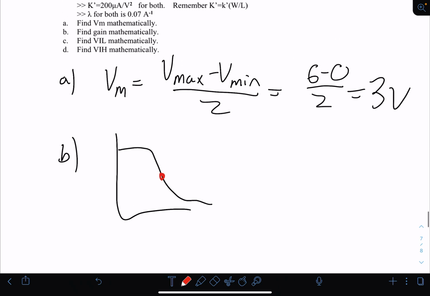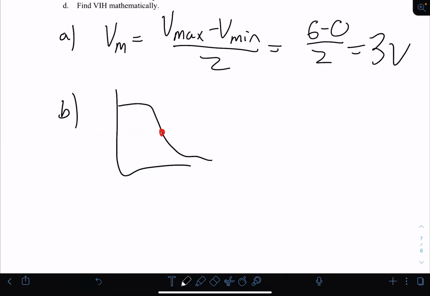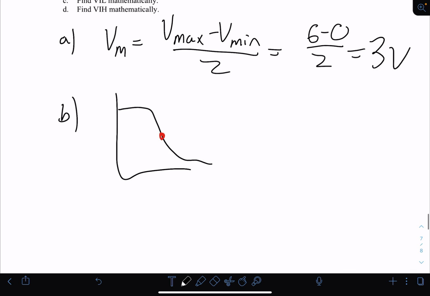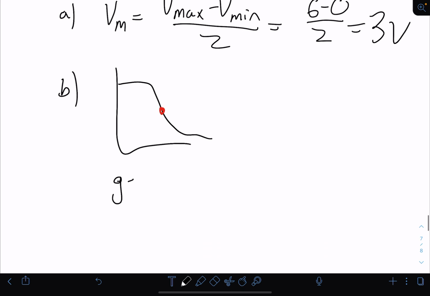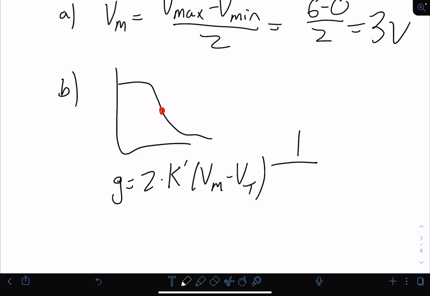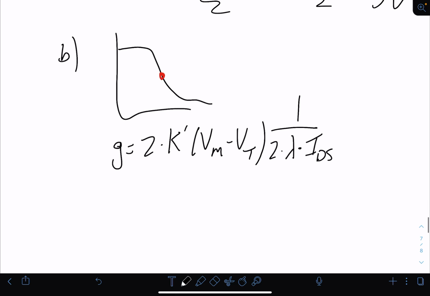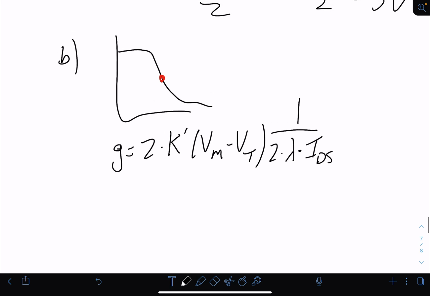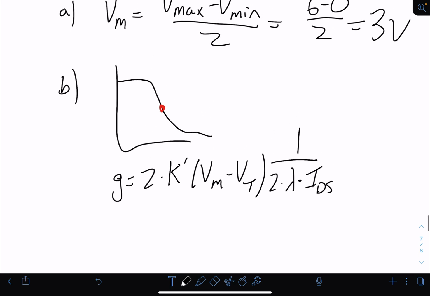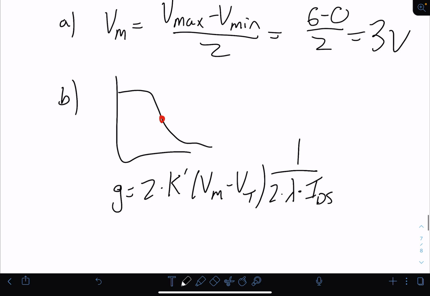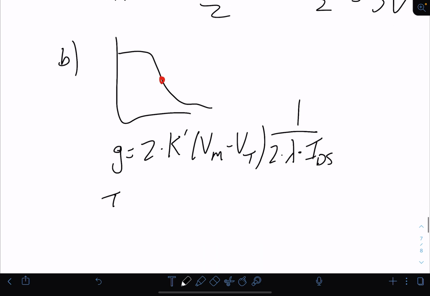So let's start. The equation we're going to use is gain is equal to 2 times K prime times VM minus Vt, the turn on voltage, times 1 over 2 lambda IDS. Great. So we see that this term depends on K prime, VM, Vt, which we have, and lambda, but we do not have IDS, so we have to solve for that first.